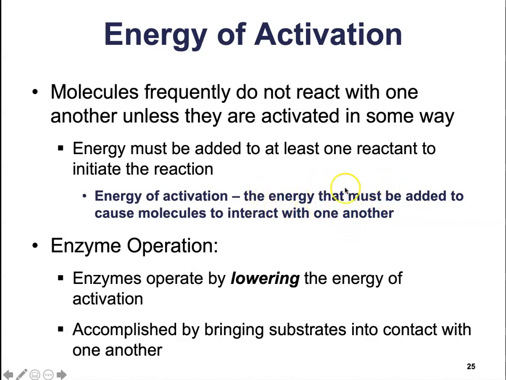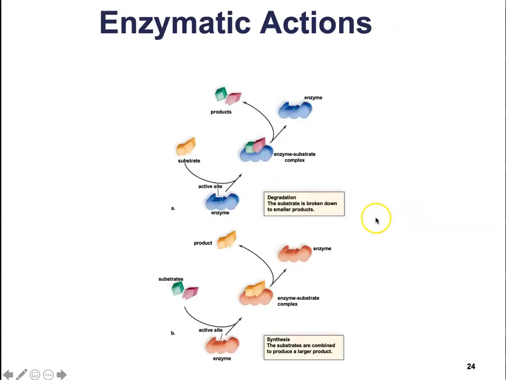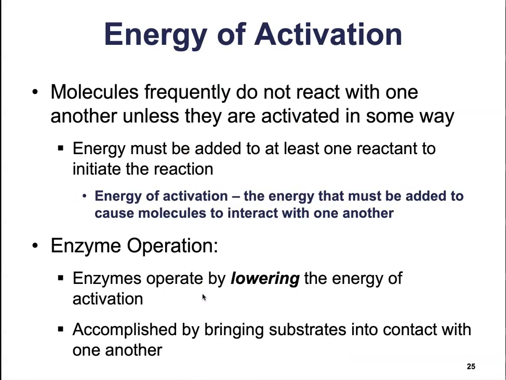Think about this. It says energy that must be added to cause molecules to interact with one another. So if you kind of think about this example here, well, the enzyme is basically lowering that amount of energy because it's bringing those two molecules together, right? If that enzyme was never there, it would require a lot more energy to get those two molecules to come together. Okay, so I said this already. Enzymes operate by lowering the energy of activation, okay? I just said this as well.